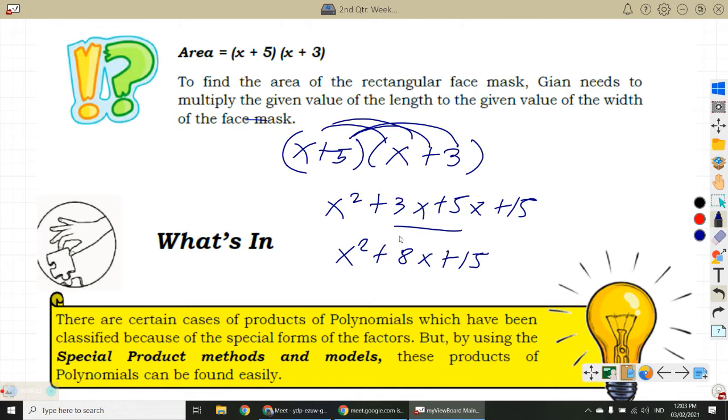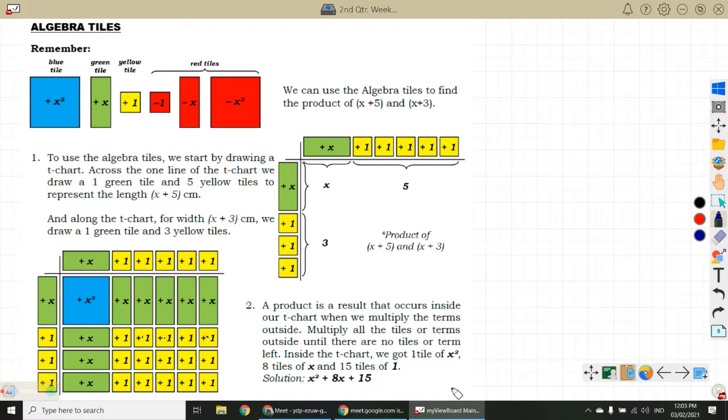Now, to solve this, we're going to use algebra tiles. Last time I've already introduced to you this kind of tiles. Now we have more tiles and more colors. The red tiles represent the opposite of the positive tiles, other colored tiles. We have the positive x squared, which is blue, positive x is green, and the unit 1 is yellow.